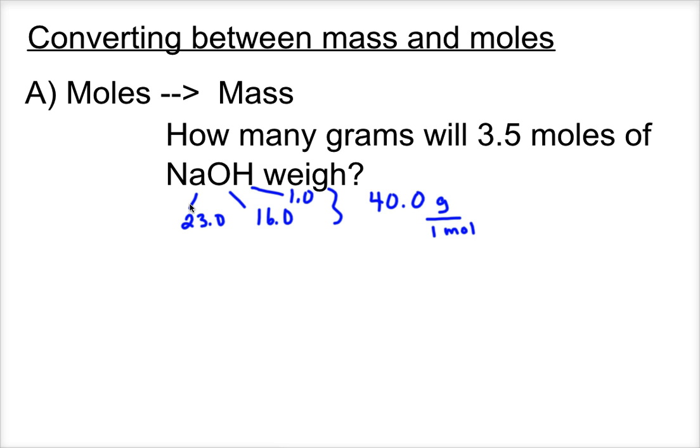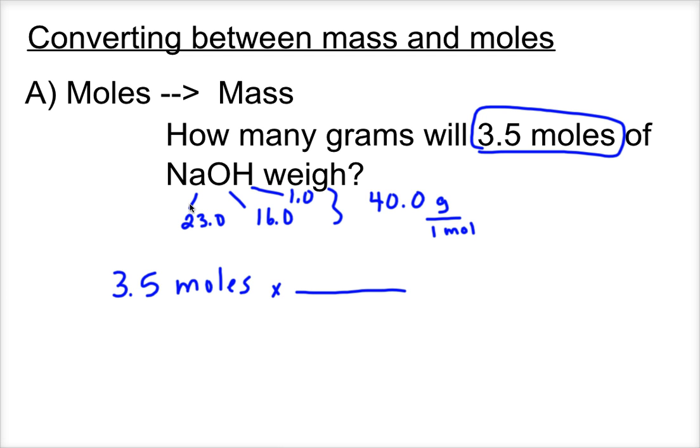To do the problem, we need to start with the quantity given to us. The quantity given to us is 3.5 moles. We're then going to set up a conversion fraction bar that we will multiply our given quantity by. And in this conversion fraction, we want to make sure to get rid of the unit that we started with. We need to cancel moles out.